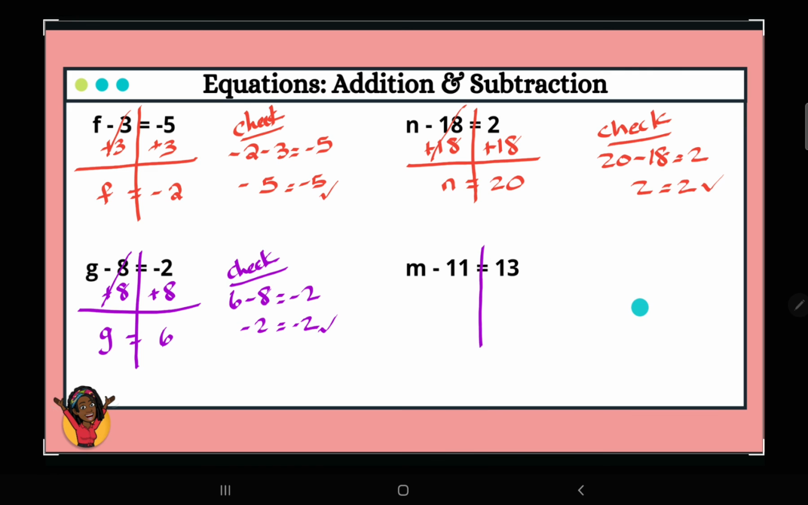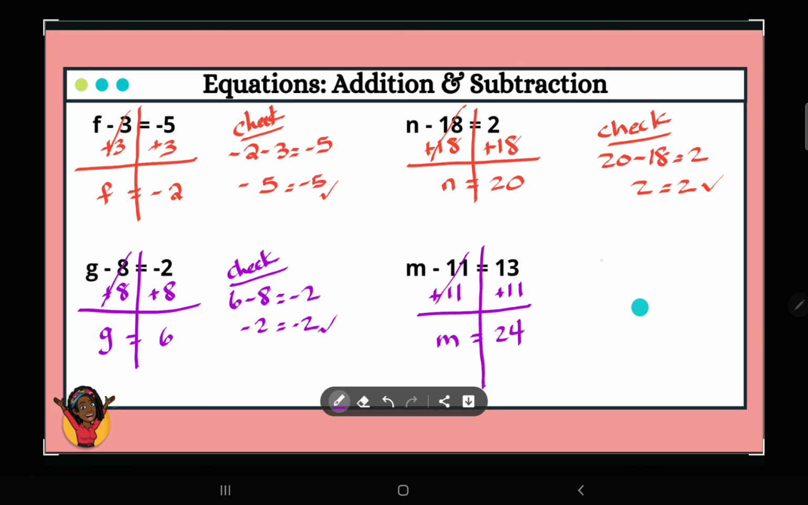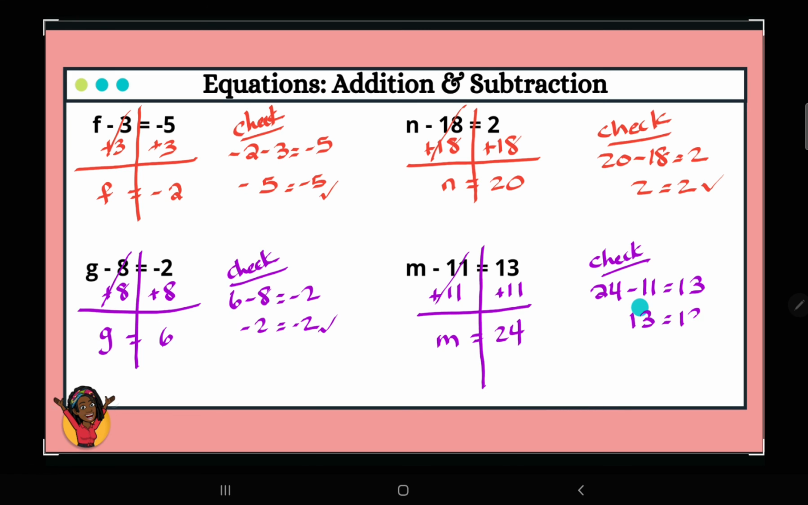Let's look at our next example. Our variable is m. We're subtracting 11. The inverse of subtraction is to add 11 on both sides. That cancels out. 13 plus 11 is 24. Now we can go ahead and check our work. So we have 24 minus 11 equals 13. 24 minus 11 is 13. So here it is balanced.